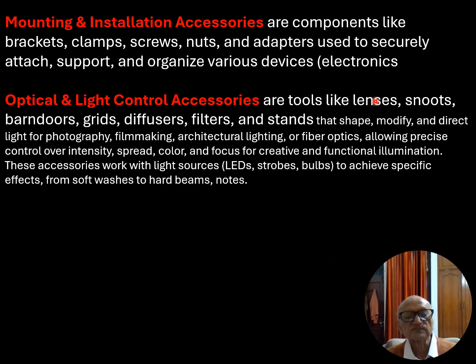What are they? Snoots, barn doors, grids, diffusers, filters, and stands that shape, modify, and direct light for photography, filmmaking, and architectural lighting, or fiber optics, allowing precise control over intensity and spread.